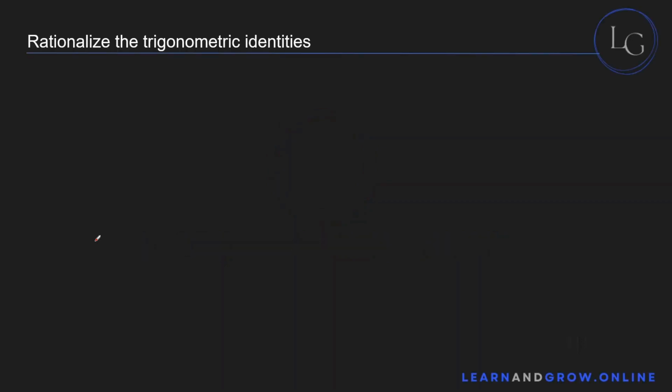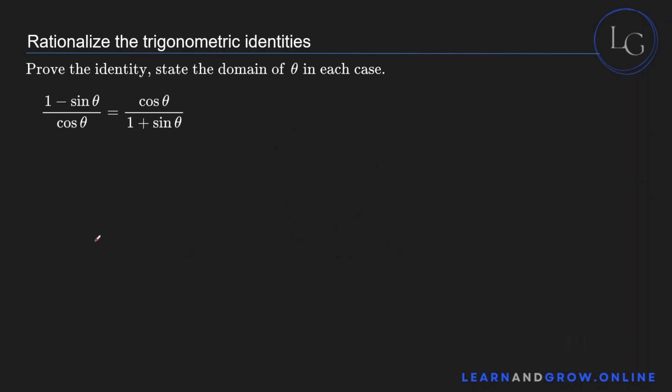Now let's rationalize the trigonometric identities. Prove the identity and state the domain of theta in each case. Now, this is a little bit trickier than what we did before. We just used to plug in identities and things would just follow along like butter. They would just eventually end up proving the equation. But this is just a little bit different.